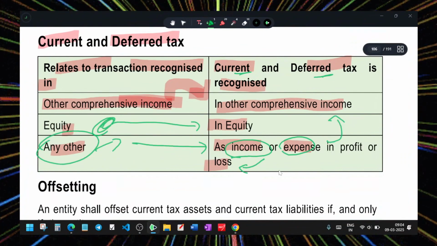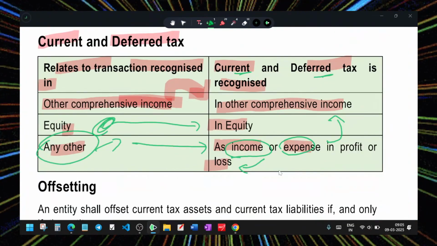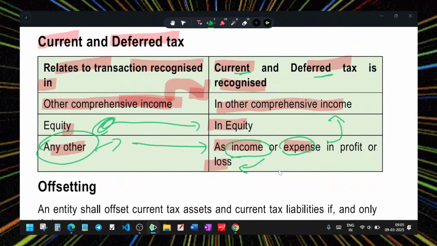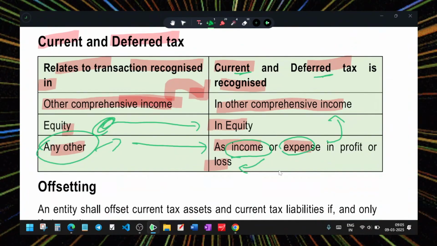As I said previously, sir, there is a temporary difference. As per the act, you can recognize it. If it has not been recognized in the act, what can you do? Directly push it into the P&L account.